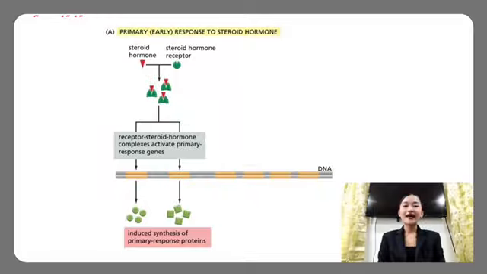Figure 15-15, an example of primary and secondary responses induced by the activation of a nuclear hormone receptor. Let's start with part A, primary or early response. When a steroid hormone enters the cell, it binds to its receptor to form a receptor-steroid hormone complex. This complex then attaches to the DNA and activates primary response genes. As a result, the cell begins to produce primary response proteins. These are the first proteins made after the hormone signal.